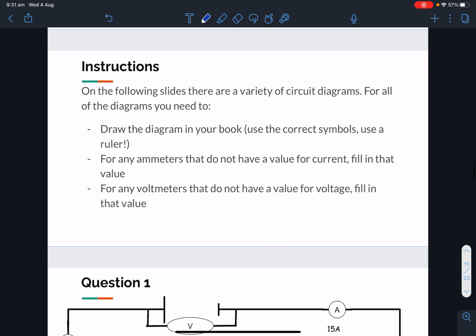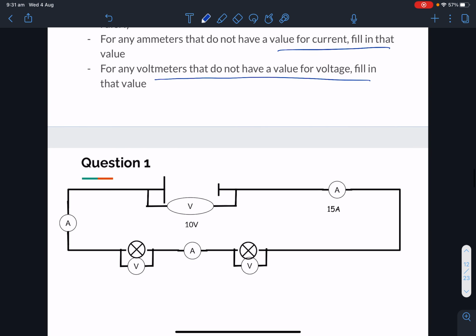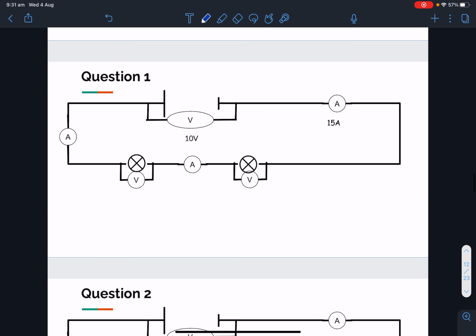Okay, so on the following slides, there's a variety of circuit diagrams. What you need to do is, well, let's not draw it in our book. We're working on the slides here. For any ammeters that do not have the value of the current, fill that in, and for any voltmeters that do not have the voltage, fill it in. Okay, I'm going to do a couple just to help you through, and then I'll leave the rest for you.